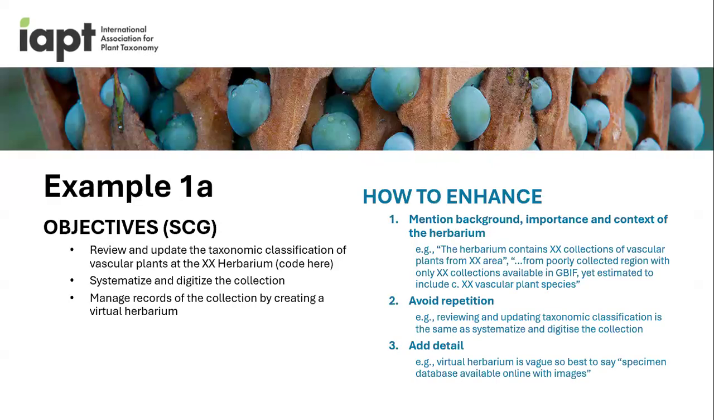So without further ado, example 1. This is specific to the small collection grants. But again, the theme might be something you can apply in the research grants too, considering objectives, because in both you need to be very clear in your objectives. These are real examples. I've anonymized them by taking the herbarium acronyms out and the group names. The person submitted 3 objectives. They say: review and update the taxonomic classification of vascular plants at this given herbarium.